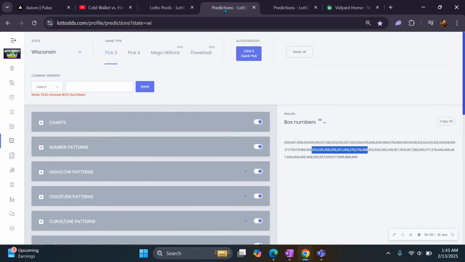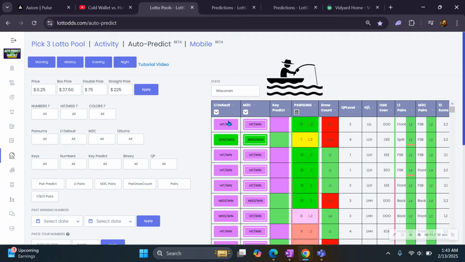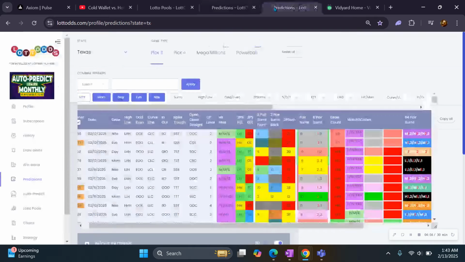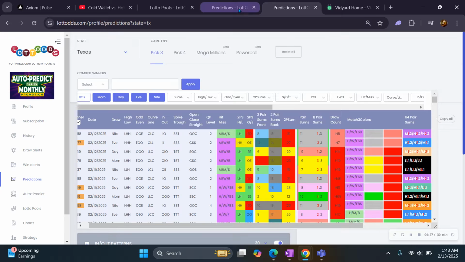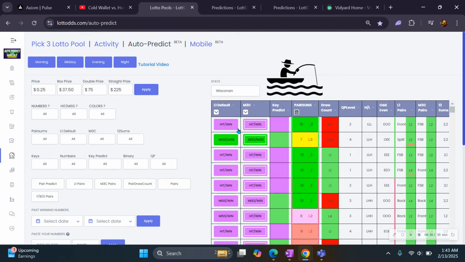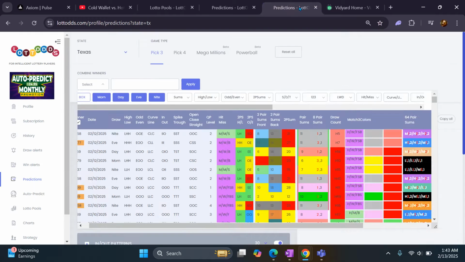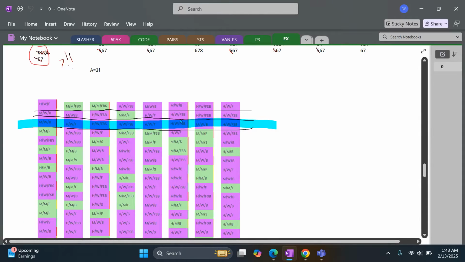So when you're looking at the auto predict page, you've got L1 default and match three colors. Anybody who uses this knows priority that this is L1 default and this is match three colors, right? And they see it's got green, purple, purple, purple, purple, purple, right? And so on. But you can also do the same thing for the evening and the morning or whatever. You can do it for all of them. And that's what you see over here. This is what I did.